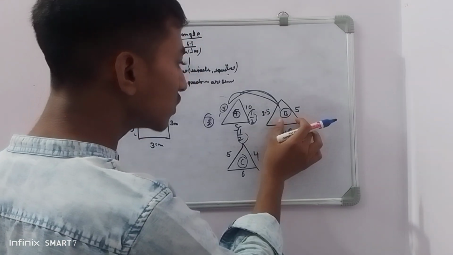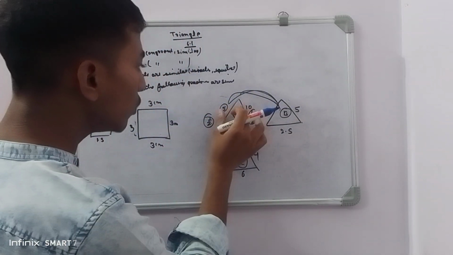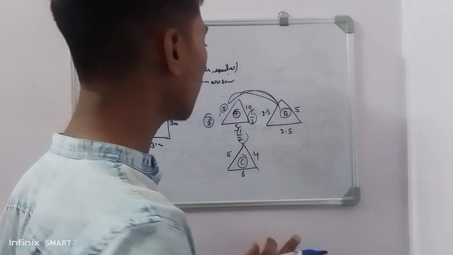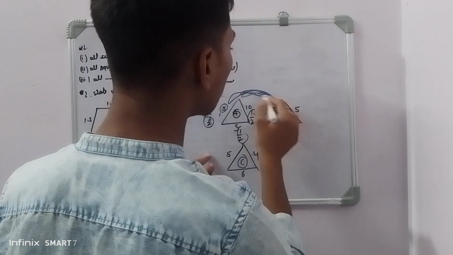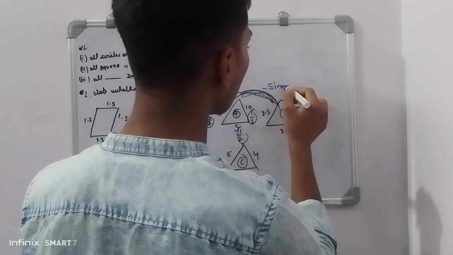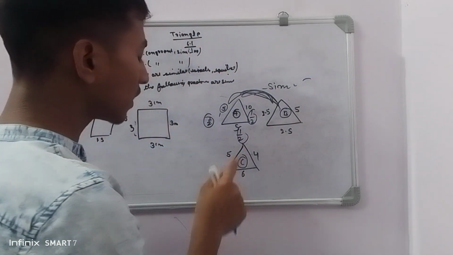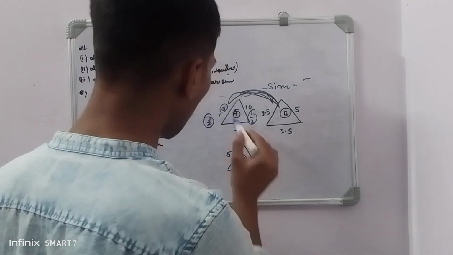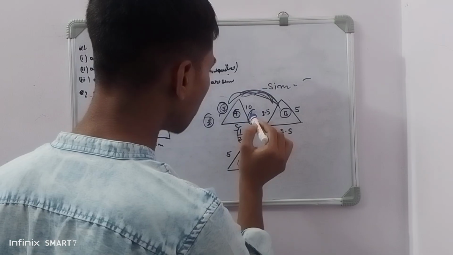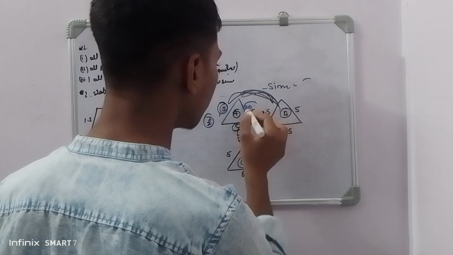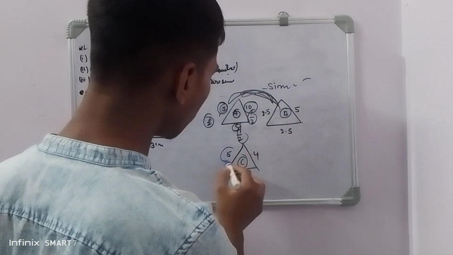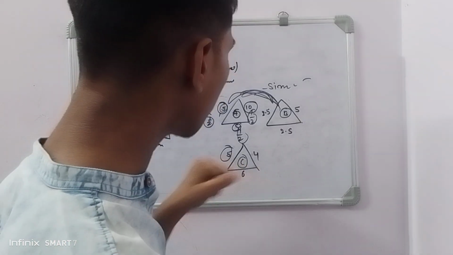So when you stretch this one, you will get this triangle, and when you compress this one, you will get this triangle. So both of them are similar, so we will call it a similar triangle. But to understand this, as we have here one side 5 centimeter, another 5, and another 10, and here we have one side 5 centimeter, one 6 and 4.